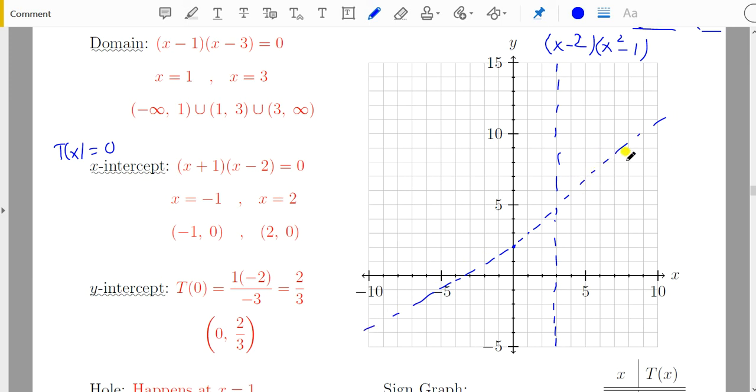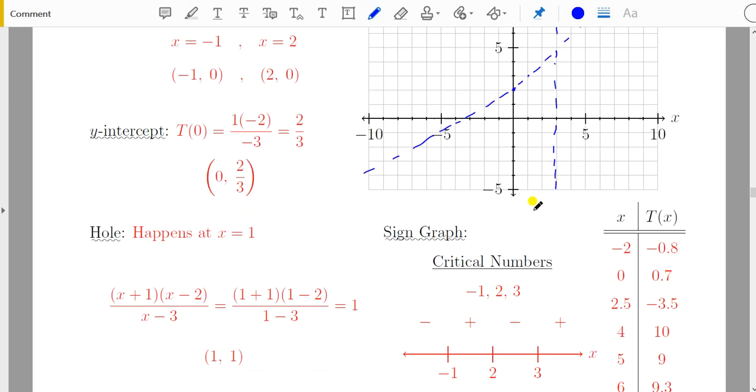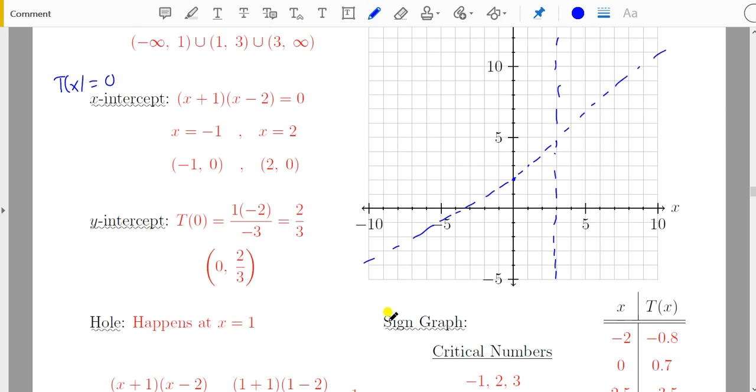Okay, and then the next thing is we have to plot the hole. The hole happens when x equals 1, y equals 1, which is right here. The hole is here. The x-intercepts are minus 1, 0, which is here, and also 2, 0 here. The y-intercept is 0 and 2 thirds, so 0 and 2 thirds, which is around here.